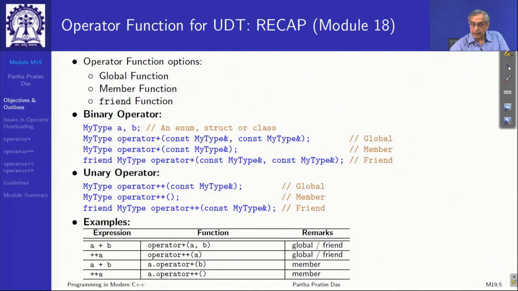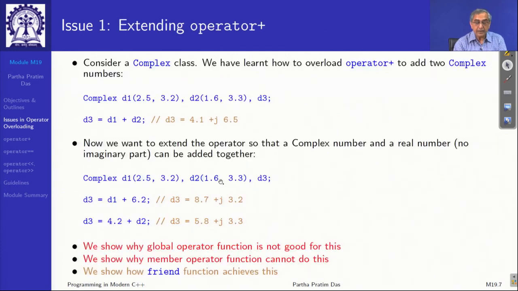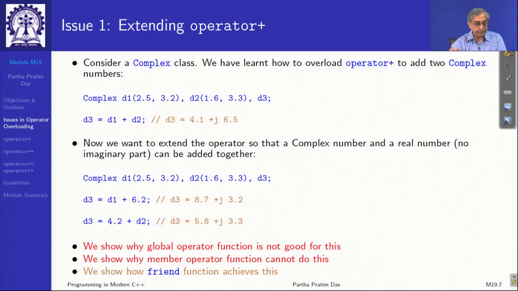So, equipped with this, let us now look into the issues in operator overloading, and we will present 2 specific cases where we have issues. So, consider a complex class, and we have learned how to overload the operator for 2 complex numbers. So, we have 2 complex numbers, we can overload it like this to get the result. So, actually what we get is D1 dot operator plus, and that takes D2, or it is called as a global function, whatever way it is, it will work.